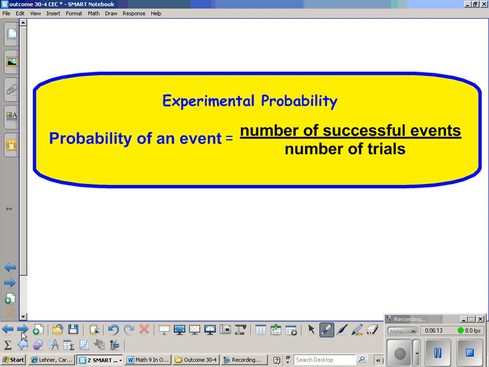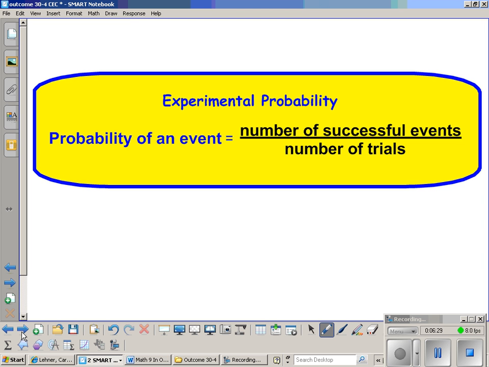Experimental probability. This is not new. You have looked at experimental probability in past math classes. So let's just review what it's saying. The probability of an event is equal to the number of successful events divided by the number of trials.